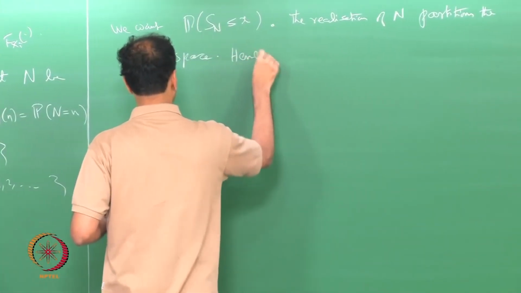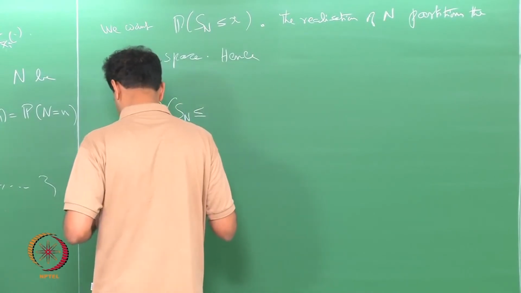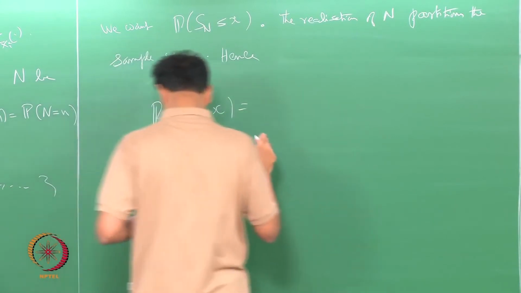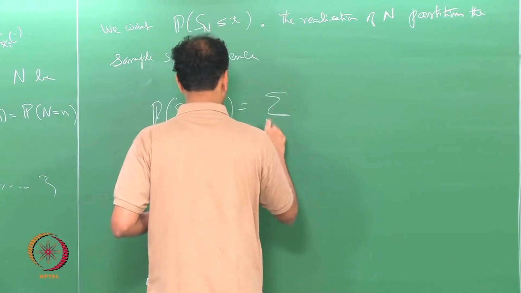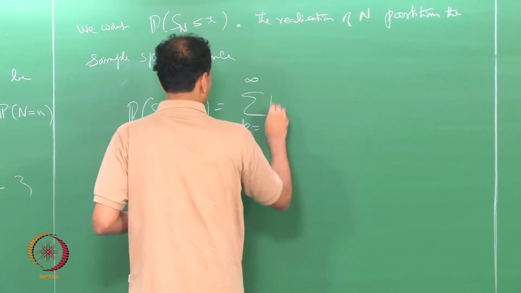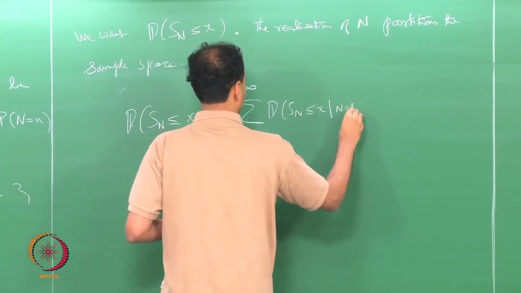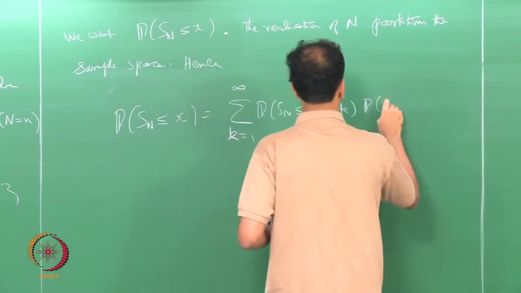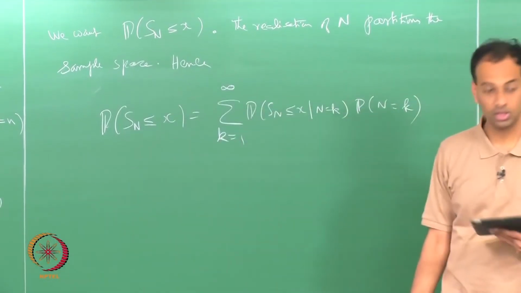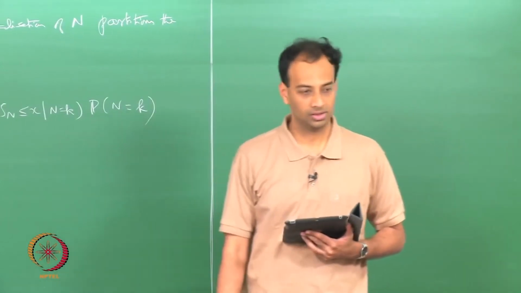Hence, we can write probability S_n less than or equal to x is equal to the sum over k equals 1 through infinity of probability S_n less than or equal to x given N is equal to k, times probability N is equal to k. This is because of the law of total probability, right.